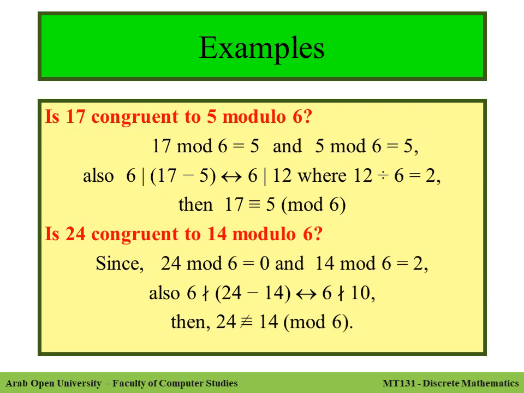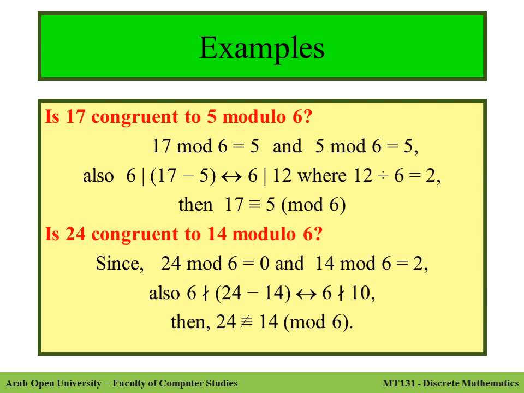Here is the second question. Is 24 congruent to 14 mod 6? Here 24 mod 6 is equal to 0. In fact, because 24 is divisible by 6, if you divide 24 by 6, the quotient will be 4 and the remainder is 0. 24 mod 6 is just equal to 0. What about 14 mod 6? If you divide 14 by 6, you get the quotient is 2 and the remainder is 2. Then 14 mod 6 is equal to 2.